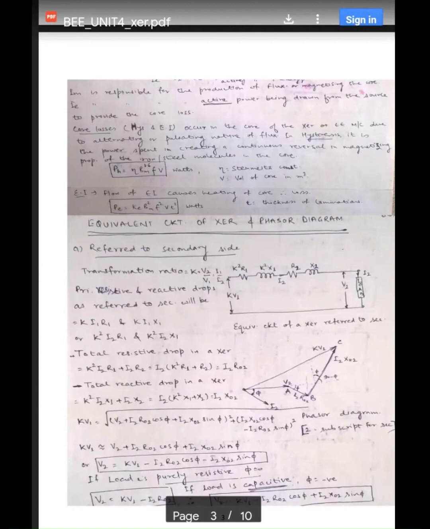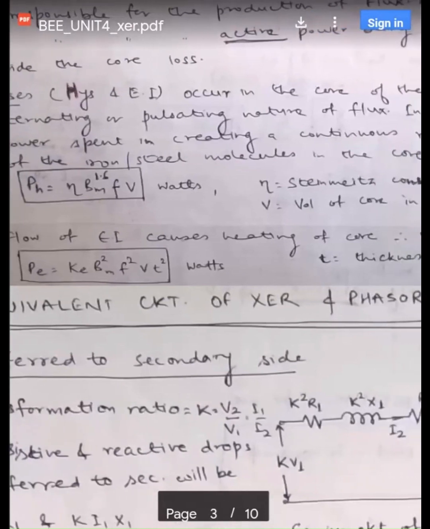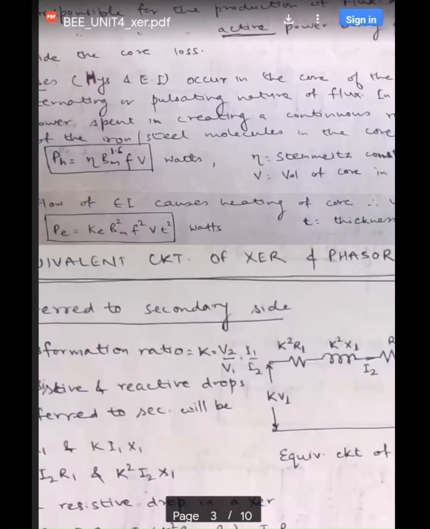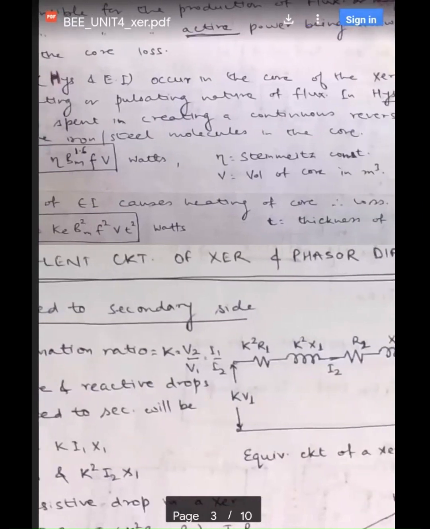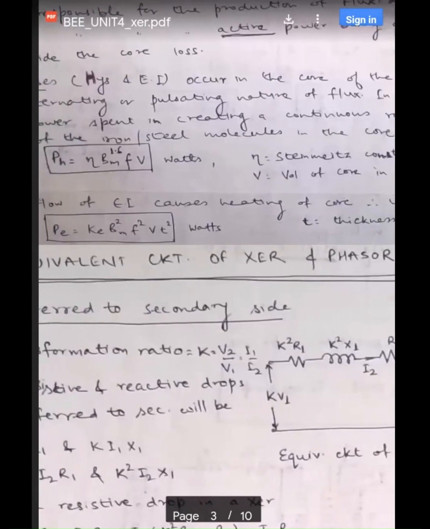its formula is eta Bm to the power 1.6 f V. So this is in watts. This power loss is in watt, where this eta is the Steinmetz constant and V is the volume of core in meter cube. Okay, in SI system. So we have taken SI system. So the power loss is also mentioned in the watts.